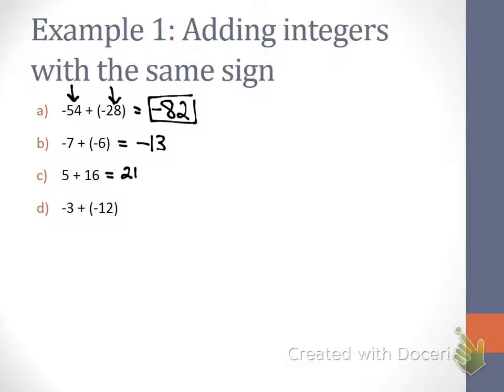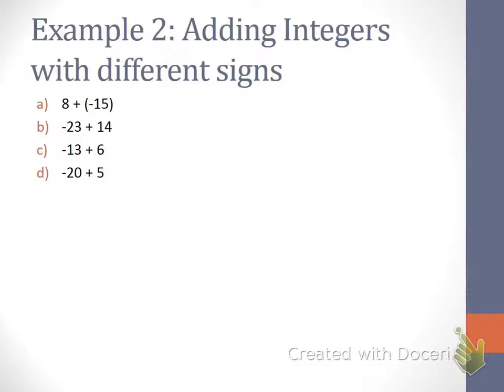Well, it's still the same concept, though. They're both positive, so I add and keep. Answer is 21. What about negative 3 plus negative 12? Negative 15. Don't forget to keep your common sign. Same sign, add and keep, negative 15. All right, any questions so far? All right, so it's that same sign, add and keep concept.